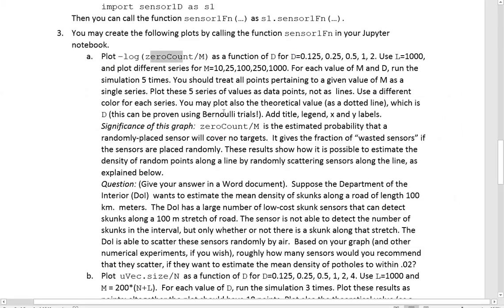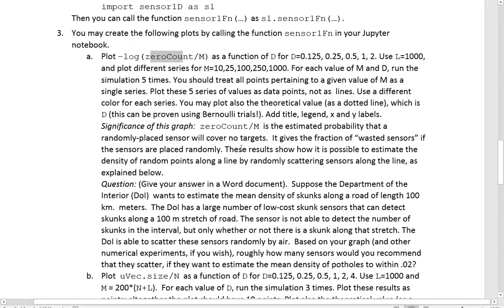Now, what's the usefulness of this graph? 0 count over m is the estimated probability that a randomly placed sensor will cover no targets at all, because 0 count is the number of sensors that miss everything, and m was the total number of sensors that you place. Now, this is an experiment, and there's going to be some variation between experiments. But on the average, this number should average out to the actual density.